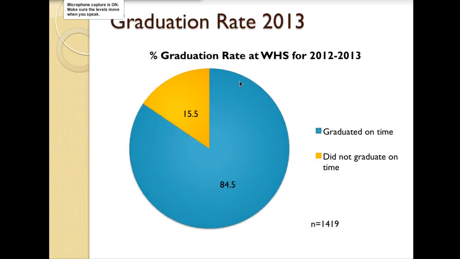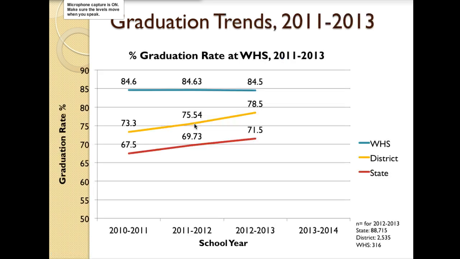The graduation rate for 2013 is included here. This is not last year's graduation rate. That's not yet available, but the 2013 graduation rate was at 84.5% with about 15.5% of students not graduating on time. How does this graduation rate look compared to our district and state? Well, we've been pretty consistent, whereas our district and state have been increasing, but we've also been above the district and state averages. So we're looking pretty good there for our graduation rate.